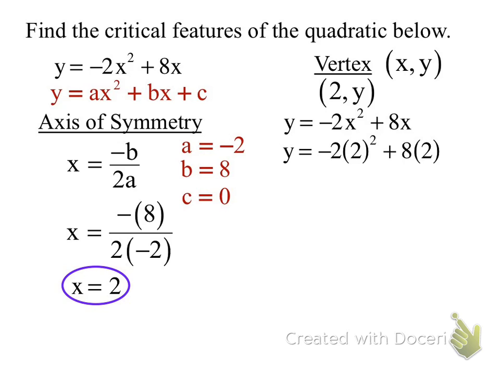Okay, I'm going to pause the recording and I want you to solve for y. All right, so negative 2 times 2 squared. 2 squared is 4 times negative 2 is negative 8 plus 16. And so y is equal to 8. Y equals 8. So, what is my vertex? 2 comma 8.